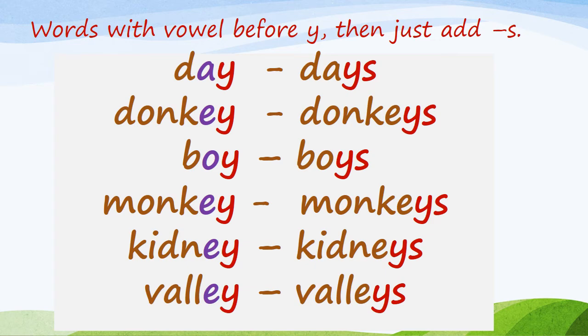Some more examples of words that end with Y and the letter before Y is a vowel. So what we will do with these kind of words? Yes, we will just add S to make them plural. Let's read them. Day, days, donkey, donkeys, boy, boys, monkey, monkeys, kidney, kidneys, valley, valleys.